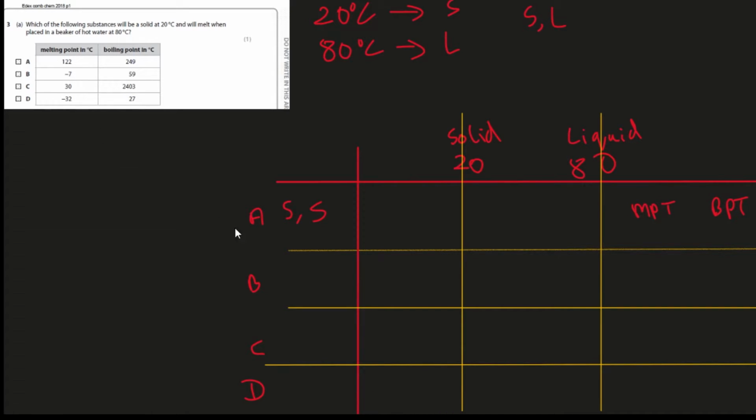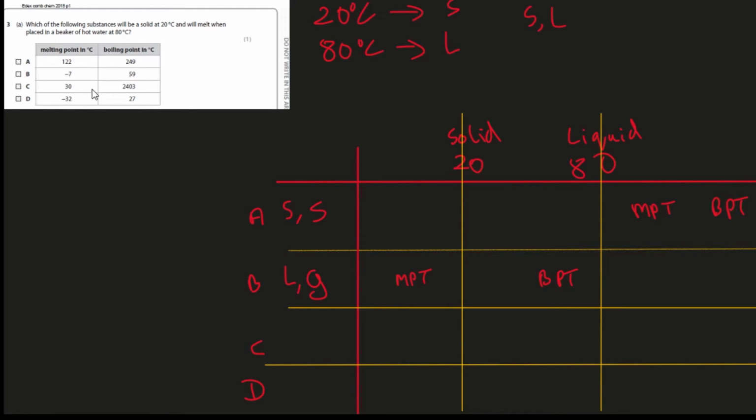Now looking at B, our melting point is at -7. So that's going to be left of the line for 20, so we'll put MPT there. And its boiling point is at 59, which is between 20 and 80, so we put BPT for boiling. Okay, so when this material is at 20, it will have gone past its melting point, so it will be a liquid first. When this material is at 80, it will have gone past its boiling point, so it will be a gas. So we get LG for material B.